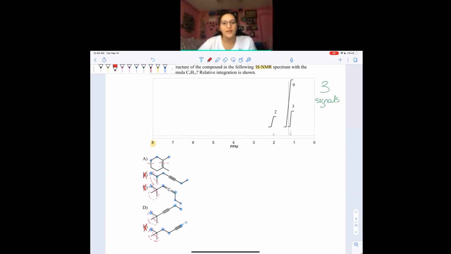Cool. The next step kind of depends on what signal you have. I like to look at this and say, okay, chemical shift region, everything's in the alkyl region. The thing that sticks out to me most about this spectrum in particular is we have an integration of 9. So let's look at our 2 remaining answer choices and see which one has a possible integration of 9.